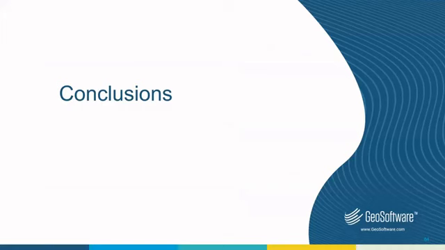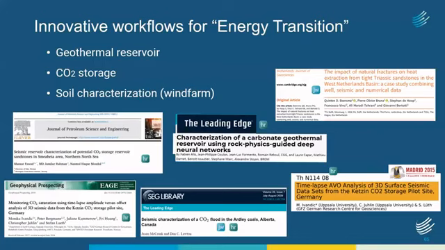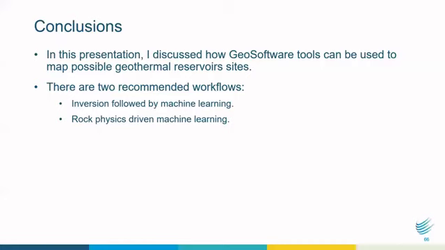So, some conclusions for the entire presentation. We, as GeoSoftware, have really innovative workflows for energy transition projects. We can utilize seismic inversion and machine learning, applying it to geothermal projects, CO2 storage, or also to wind farm data. I just put here this slide with some papers which have been published on this topic. So if you are interested, you can see them later. I think I will share this presentation, this PDF, with you after my talk.